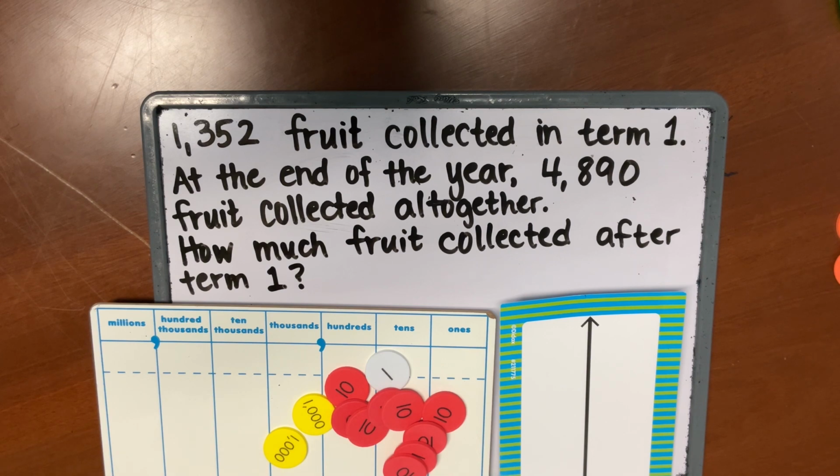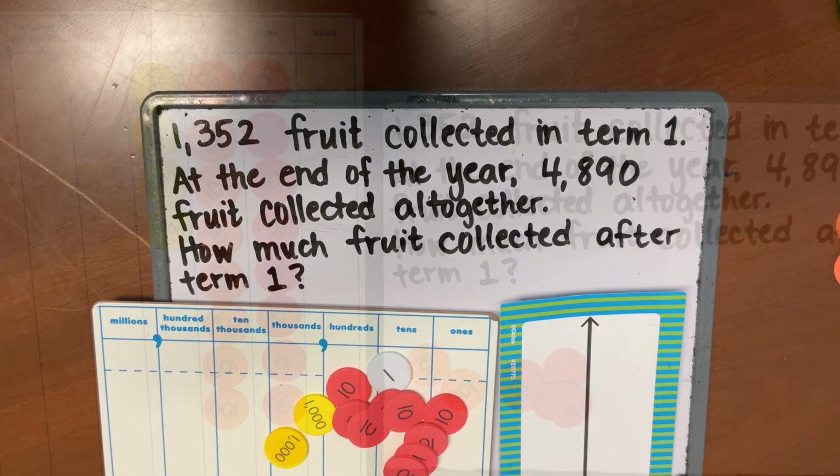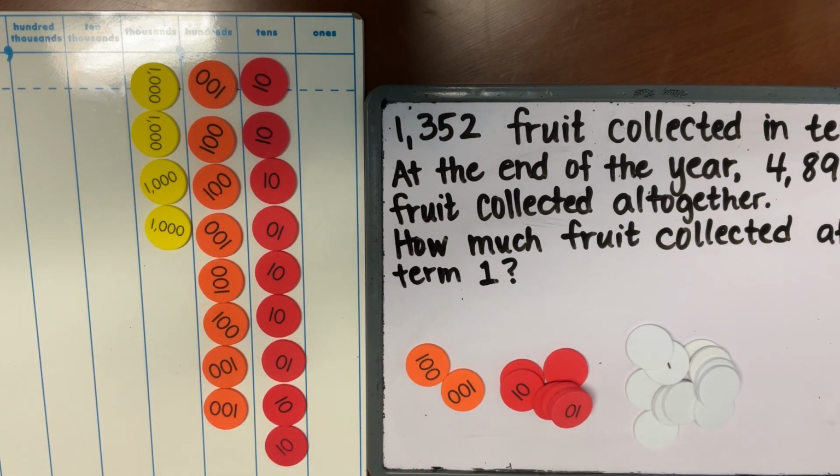Go ahead and do some thinking about this problem by building it with place value discs and a place value chart or a number line. You choose which is most efficient for you. Pause the video now and give it a go. I'm going to start with the place value discs. This was a little trickier.